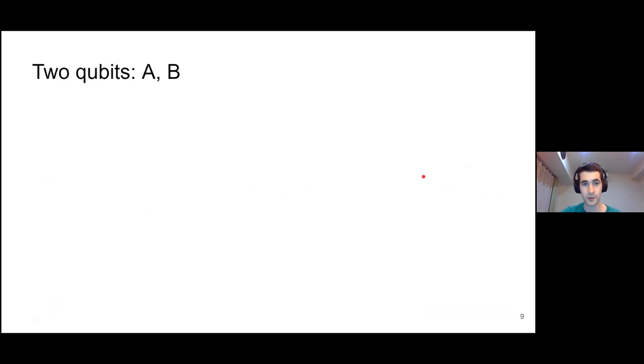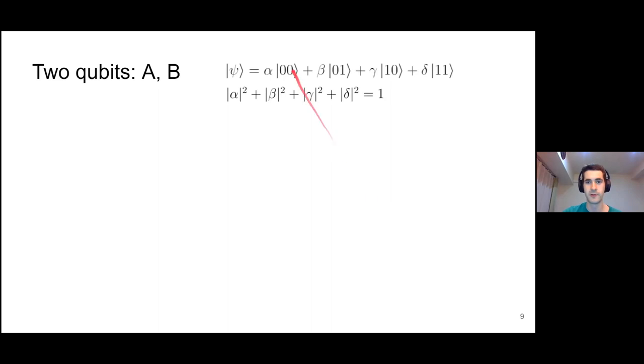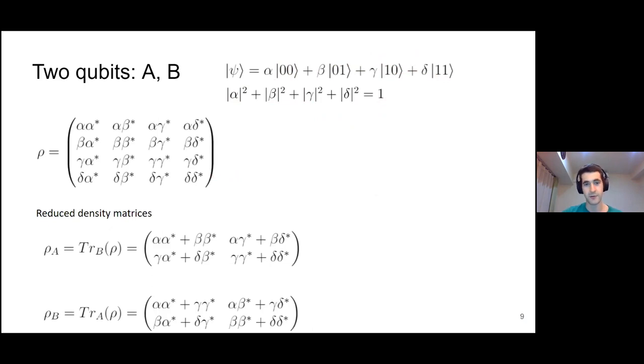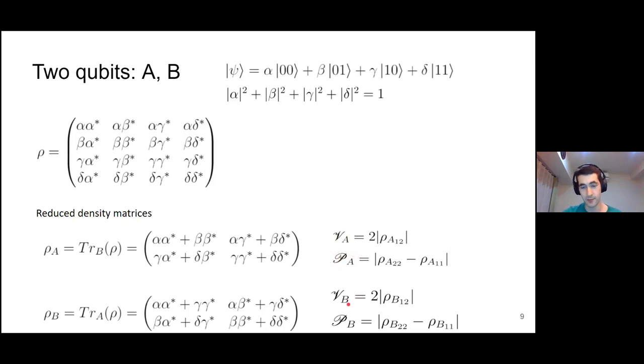Then moving to a two-qubit state labeled A and B, I will write the state like that. So I have two qubits and qubit A is in the first slot and qubit B is in the second slot. Then my state is normalized like that. I can compute the density matrix of the state. It looks like this. I can compute also the reduced density matrices related to each qubit A and B by tracing out the other qubit. And from that, I can use my definitions to define the visibility of the first qubit, the predictability of the first qubit, and the same in a separate way for the second qubit.